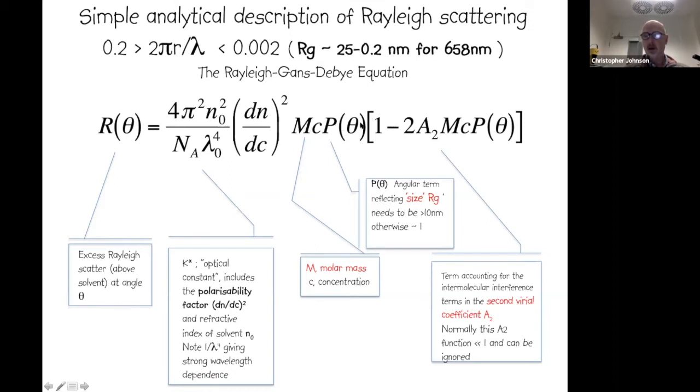Then we have this angular term, which is reflecting the attenuation of scattering as a function of angle. And then here in this final term, which includes mass and concentration and the attenuation factor, we have this other parameter called the second virial coefficient. I'll describe that later on, but normally we can generally ignore that, or certainly ignore the contribution of this term, as it tends to be very small, and then therefore this term in the square bracket is equal to 1.